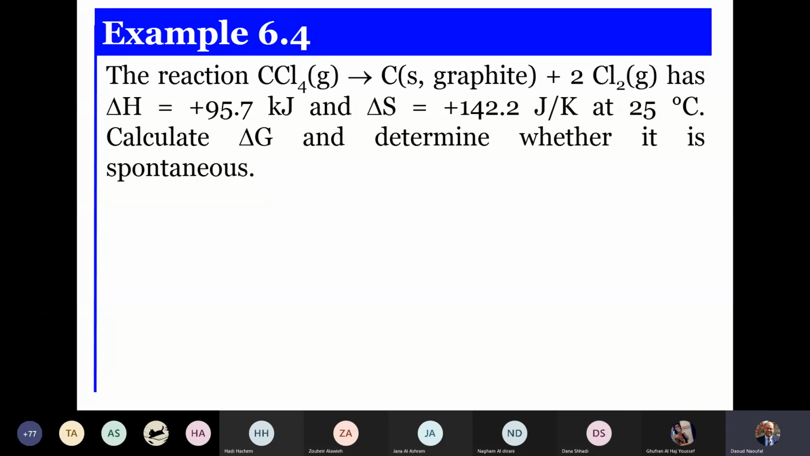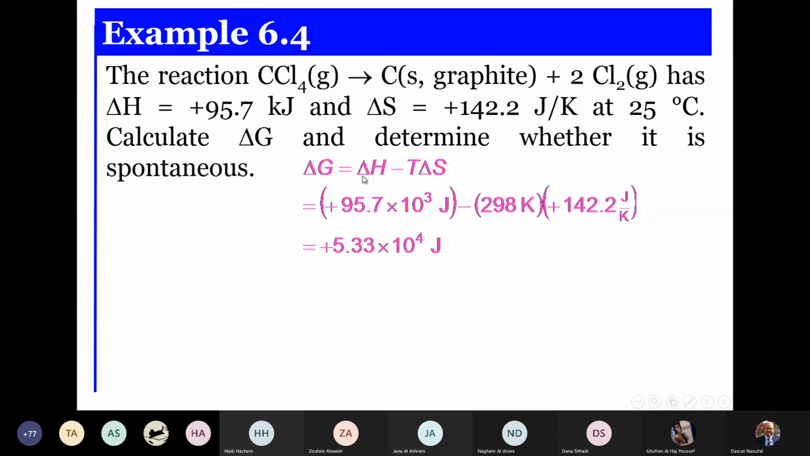We can apply directly the relation delta G equals delta H minus T delta S. Delta H is in kilojoule. Delta S is in joule. So you have to do the conversion. You transform kilojoule to joule and you conserve delta S in joule, or vice versa. So delta G equals delta H, which I transform to joule, minus temperature times delta S. So it's equal to 5.33 times 10 to the power 4 joule.